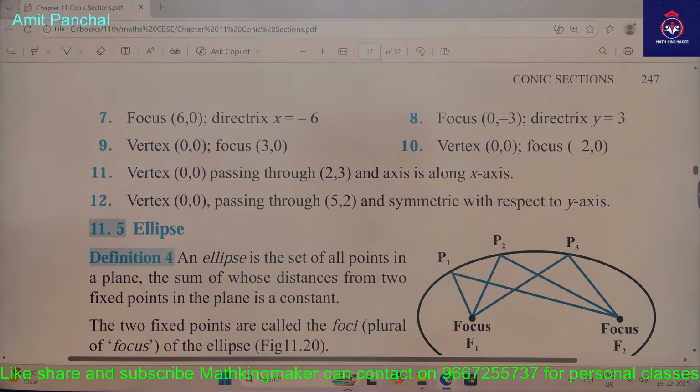Equals to 25 by 2 by 2x square equals to 25 by. Yes, right. Okay. Yes, sir. So that's good.